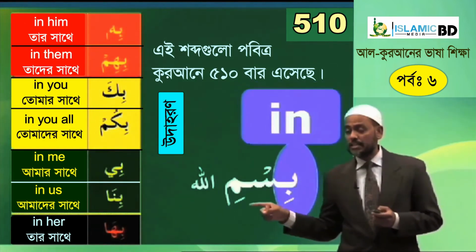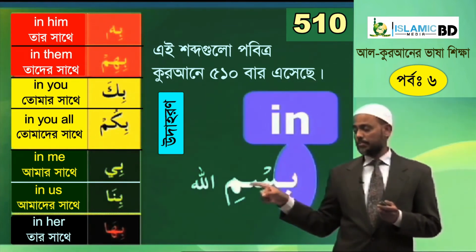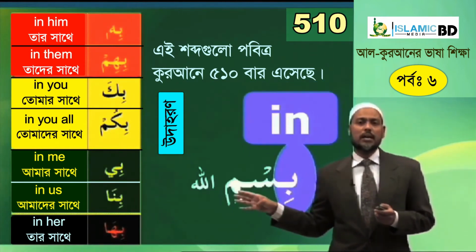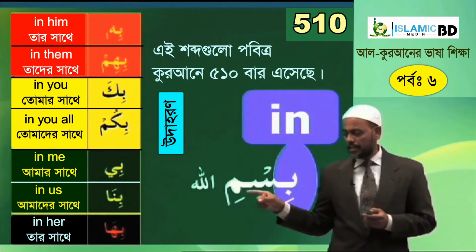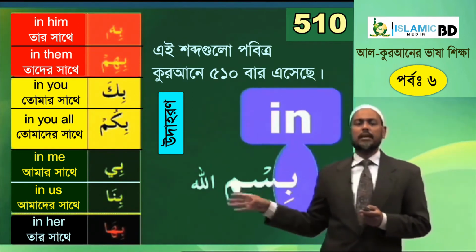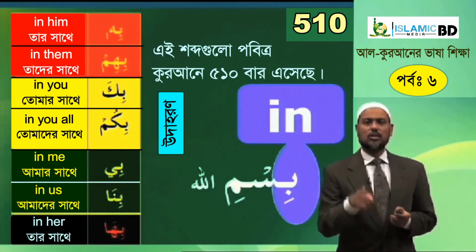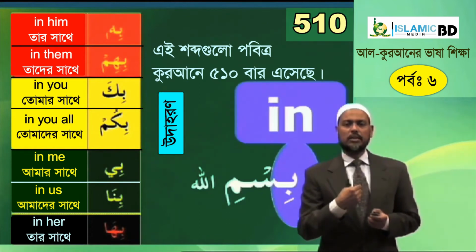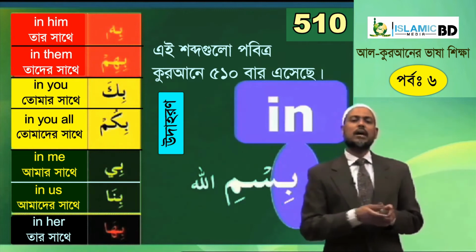Therefore bihi means in him. Okay, bi means in, and hi means him. So bihi is in him. Bihim, in them. Translate bihi, or repeat after me. Bihi, in him. Bihim, in them. Bika, in you. Bikum, in you all. Bi, in me. Bina, in us. Biha, in her.